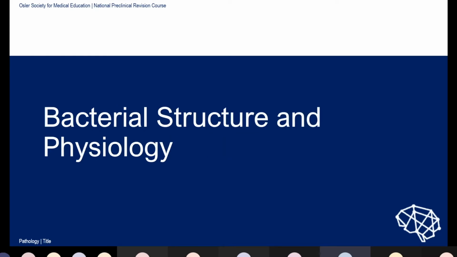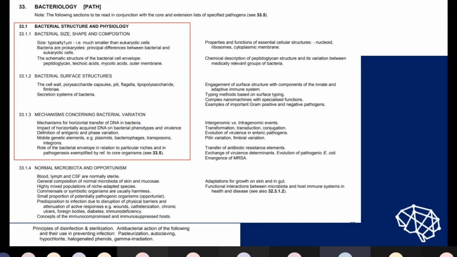So yes, start off with bacterial structure and physiology. That's the first section on your syllabus, and here is the syllabus for that. I'm only going to cover this part, as I think the other parts have probably come up in other places, and will also be covered in the other bits.